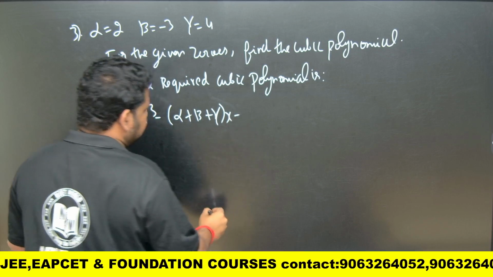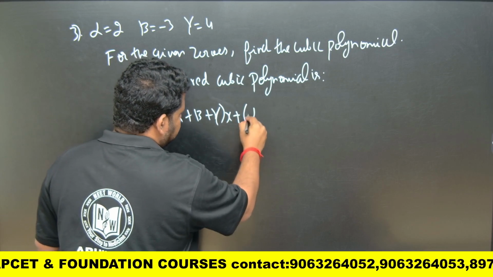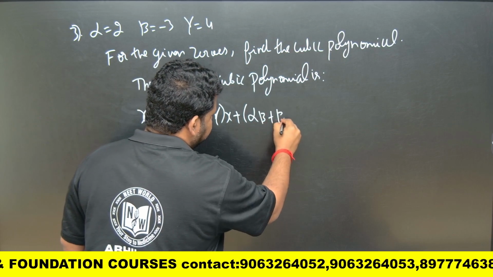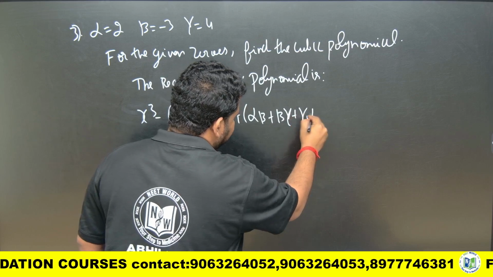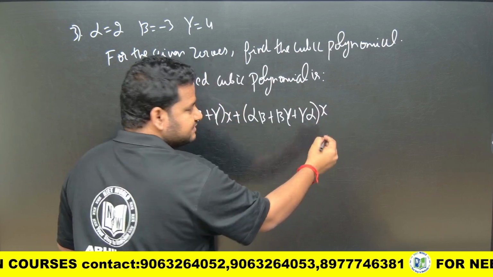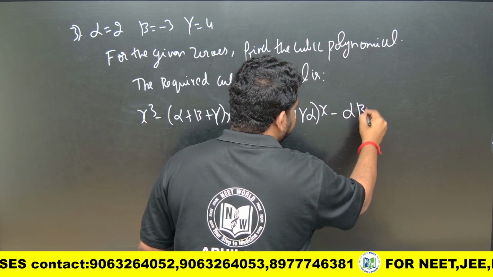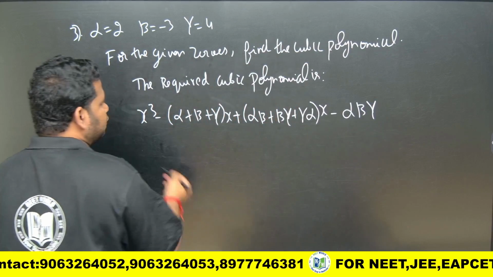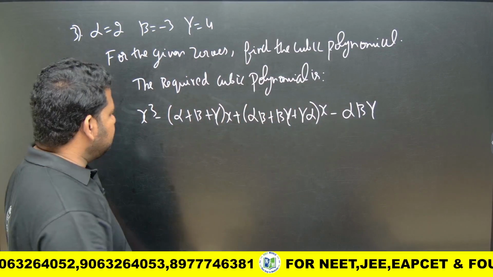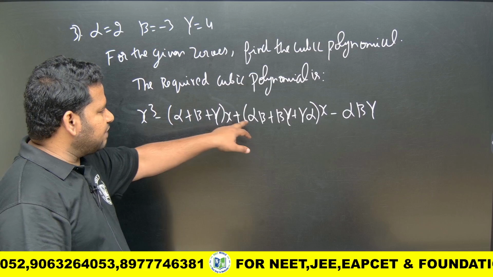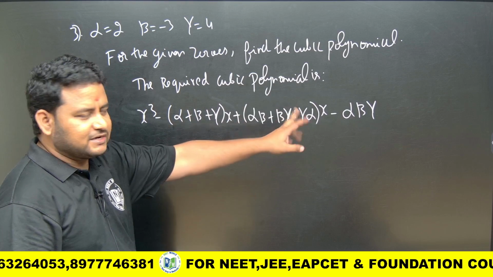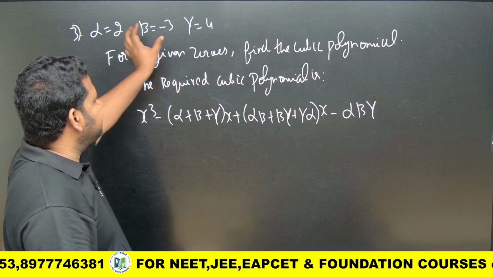Okay, plus what it is? Alpha beta plus beta gamma plus gamma alpha into x minus alpha beta gamma. The required cubic polynomial is of this form. Now, alpha plus beta plus gamma we don't know, alpha beta plus beta gamma plus gamma alpha we don't know, alpha beta gamma we don't know, but they have given what alpha, beta and gamma are.